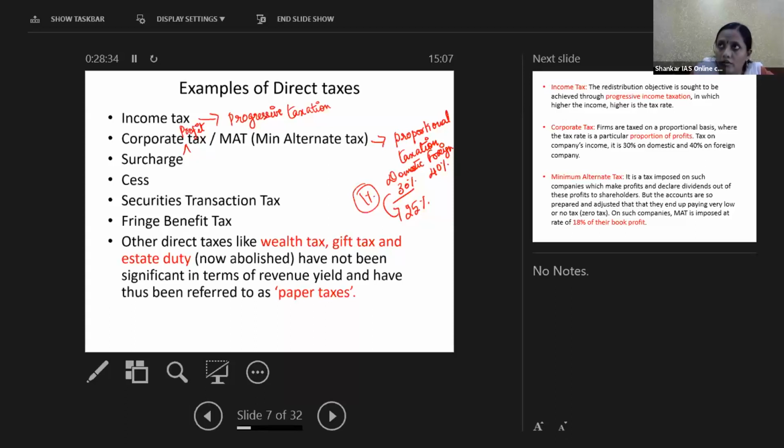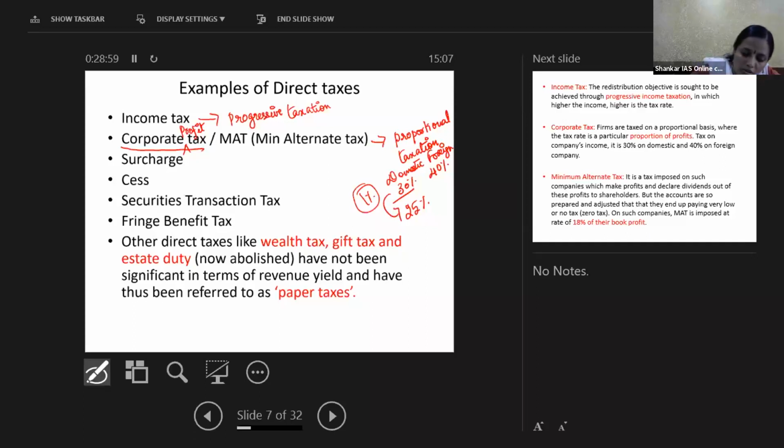So they have said 30% is the usual rate. If some company is earning 100 crores, 30% of this 100 crores they will have to give to the government in the form of profit taxation, right? So that is the calculation for the proportional taxation, corporate profit tax.